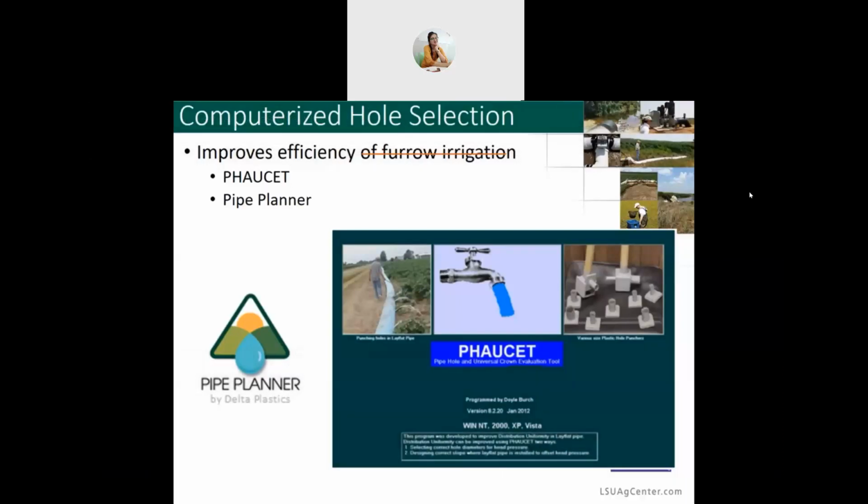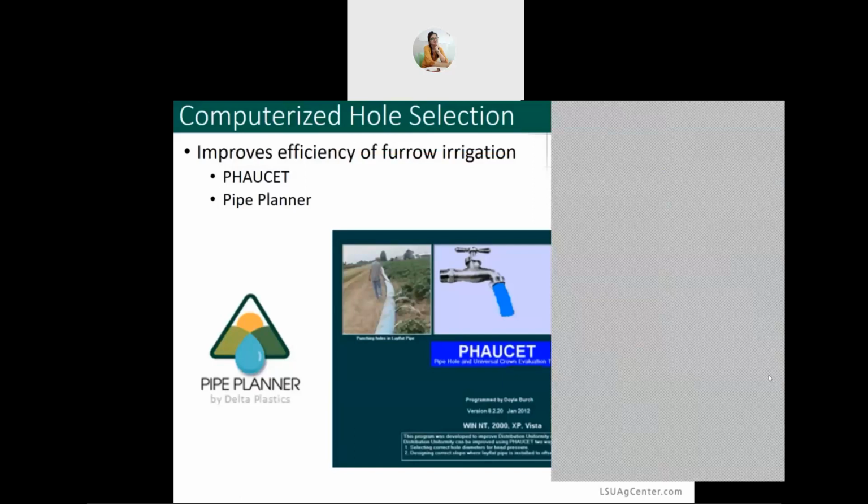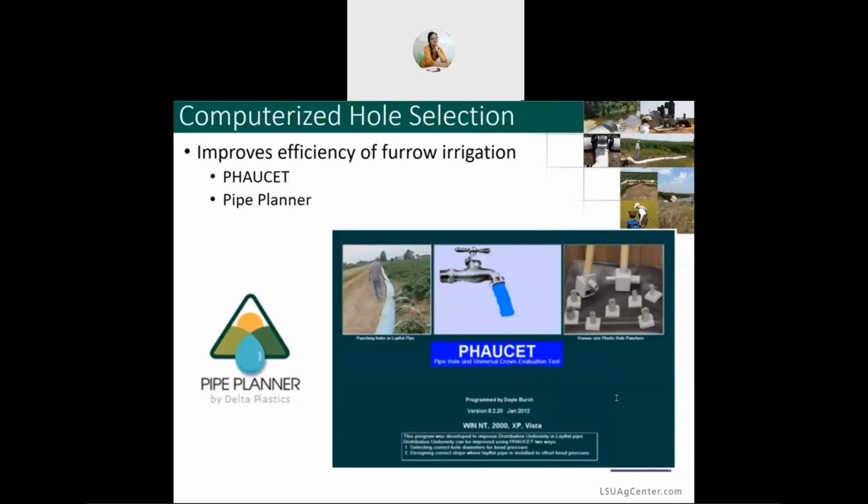There are two computer programs available to help you determine the correct hole sizes for your specific field. One of them is called Faucet. It was developed by NRCS quite a few years ago. It has been adopted by some other agencies that have modernized it so that it will work with current Windows programs. It is still a little difficult to use just because it's not very user-friendly to the way we use computers today.